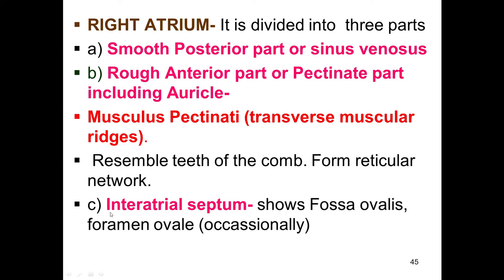And the interatrial septum. Interatrial septum means the septum between the two atria. It shows a depression known as fossa ovalis, and sometimes foramen ovale. We'll study these parts.